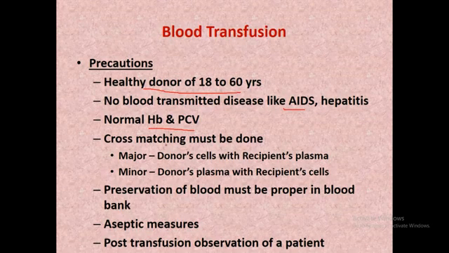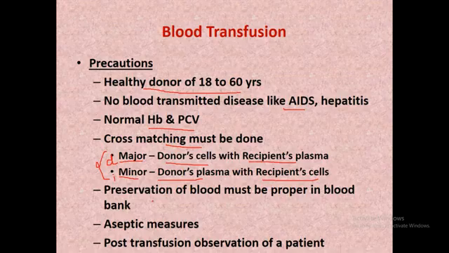Cross matching must be done. There are two types of cross matching we have to do. First one is the major cross matching and second one is the minor cross matching. Major cross matching is also known as direct cross matching, and minor cross matching is also known as indirect cross matching. In the major cross matching we have to match the donor cells with the recipient plasma, and in the minor cross matching we have to match the donor's plasma with the recipient's cells.